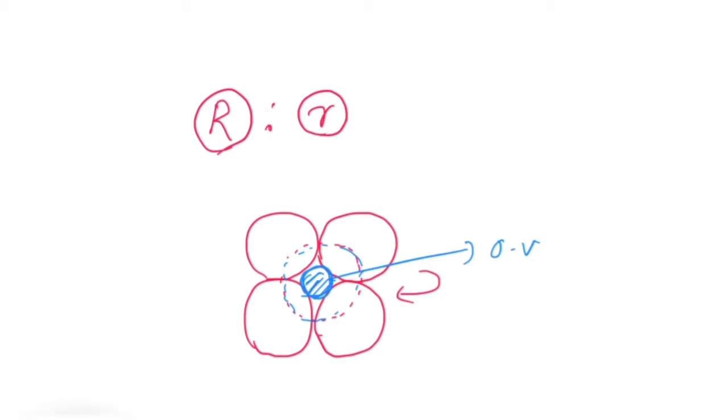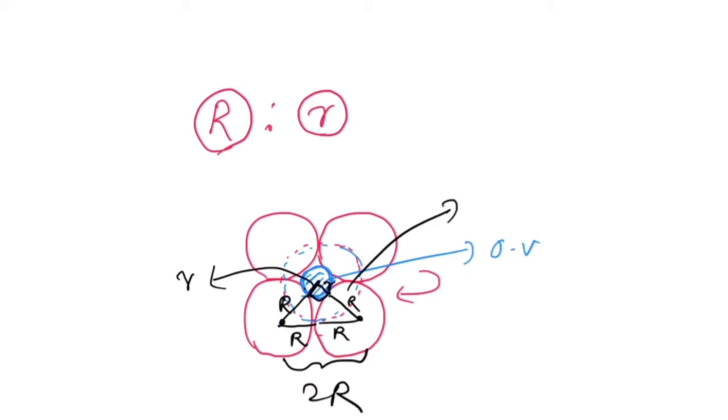Let the radius of this octahedral void be small r, and the radius of the lattice point be capital R. This is R, this is R, this is R, this is small r, this is small r, and this is a right angle triangle. This part becomes 2R and this part becomes R plus r. Small r is the radius of the octahedral void, capital R is the radius of the lattice point.